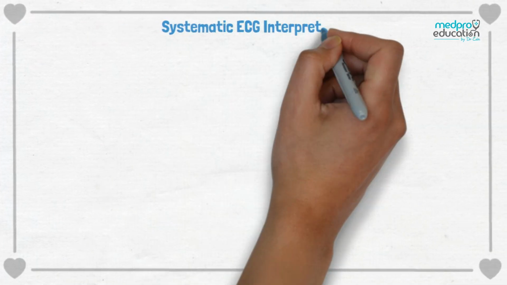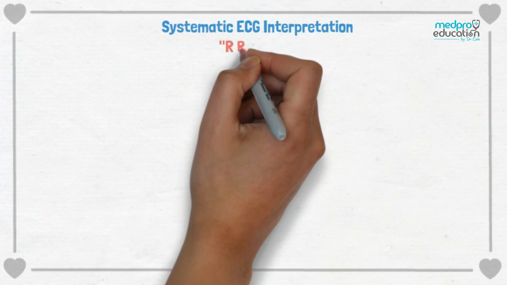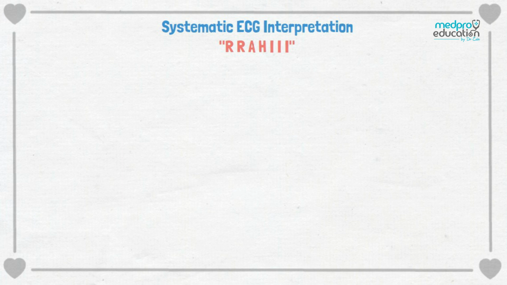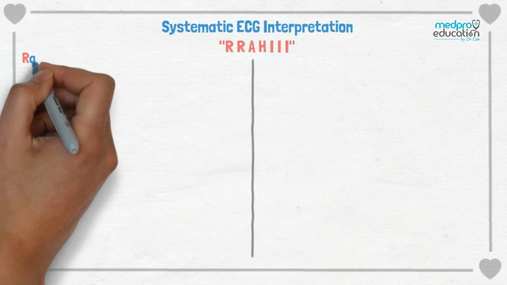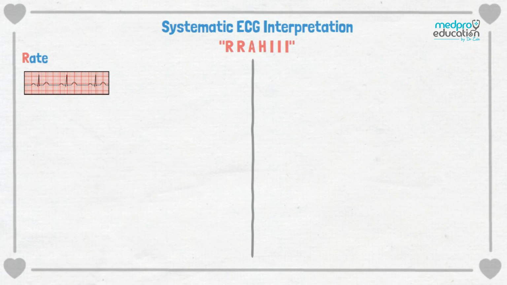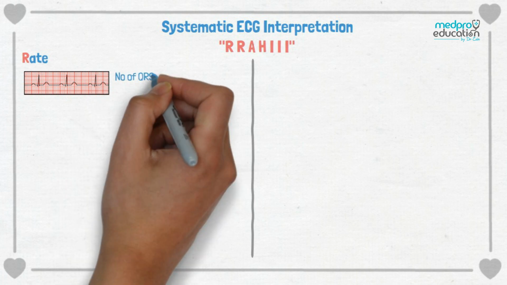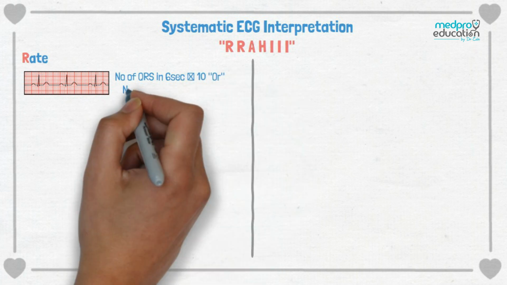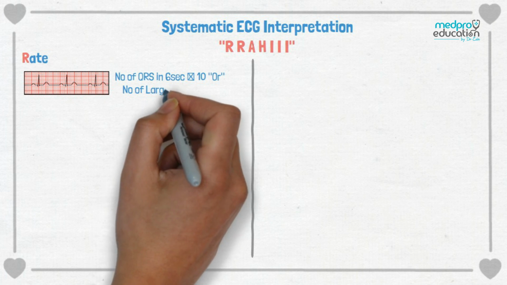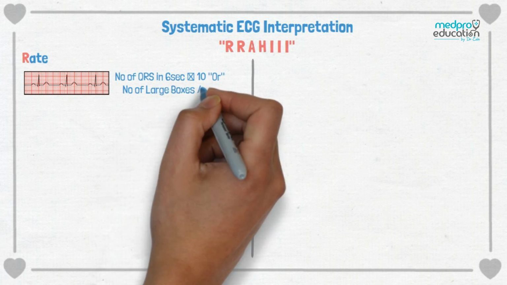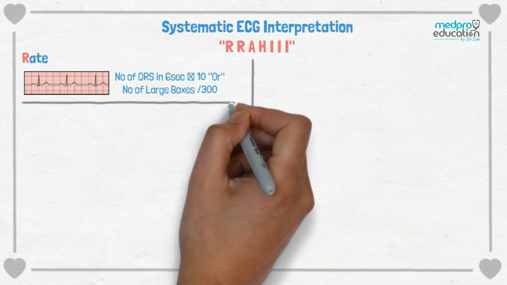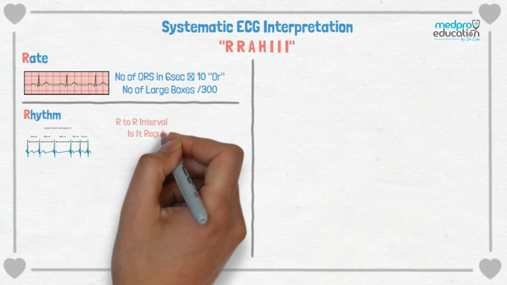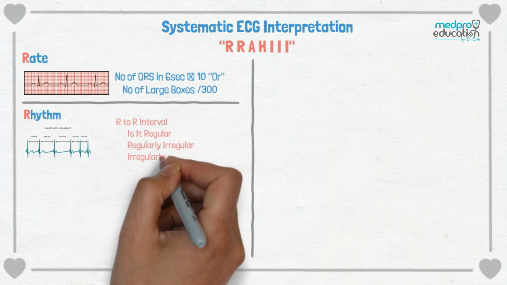Systematic ECG interpretation. We're diving into a systematic approach using the RATE mnemonic to help you identify deformities and structural issues on an ECG. Assess rate. Calculate the heart rate by counting the number of QRS complexes in a 6-second interval and multiplying by 10. Or count the number of large boxes between 2 QRS complexes and divide 300 by it. Now tell me, is it bradycardia or tachycardia? Assess rhythm, checking the R to R interval. Is it regular, or regularly irregular, or irregularly irregular?